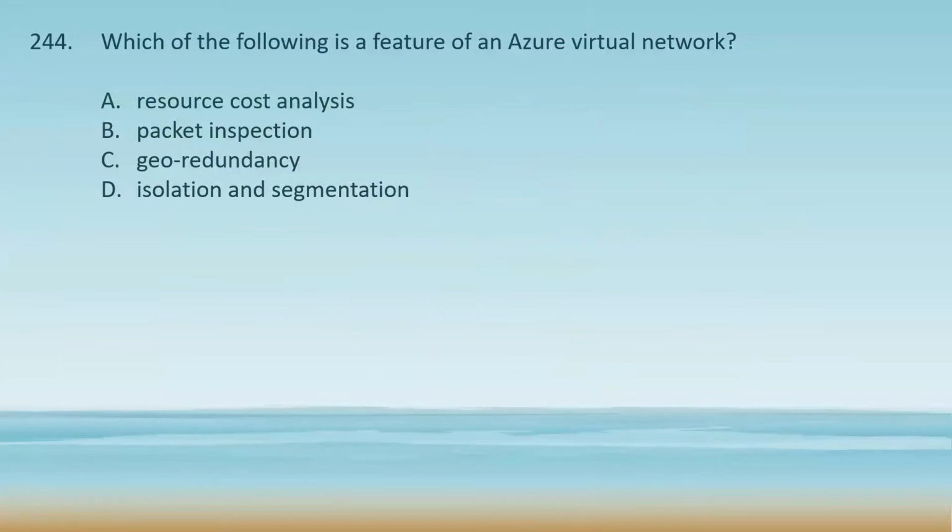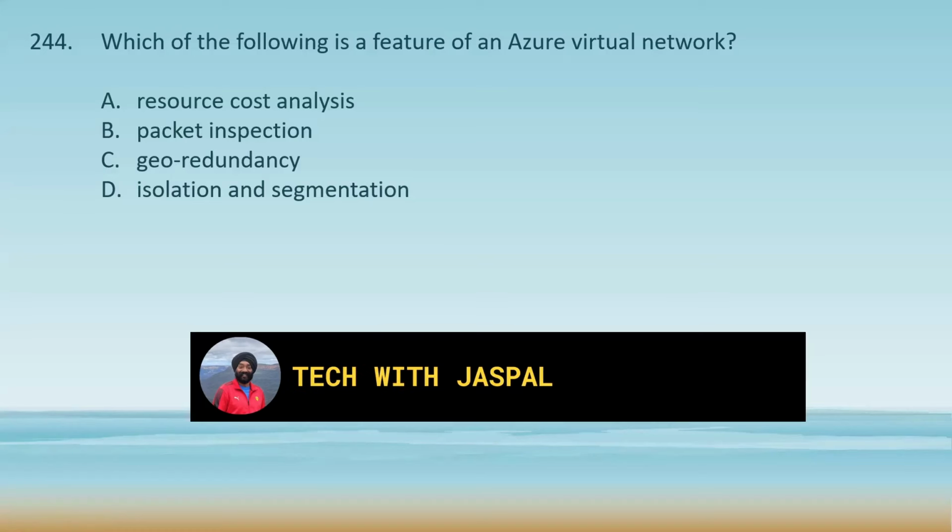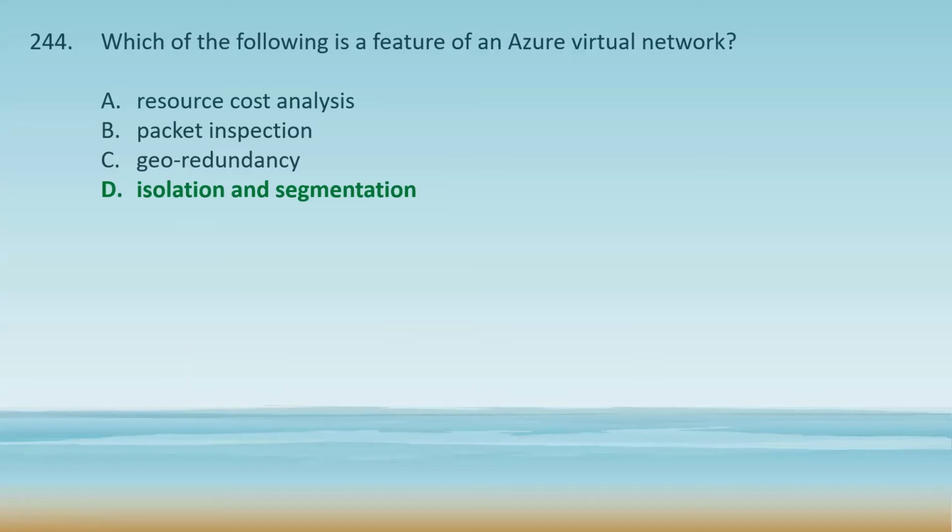Which of the following is a feature of an Azure virtual network? Your options are resource cost analysis, packet inspection, geo-redundancy, and isolation and segmentation. And friends, the correct answer here is option D, isolation and segmentation. You would already know about this if you paid attention to question number 241 of the series, which was also talking about Azure virtual networks and isolation and segmentation. But if you still have any doubts, please post them in the comment section.